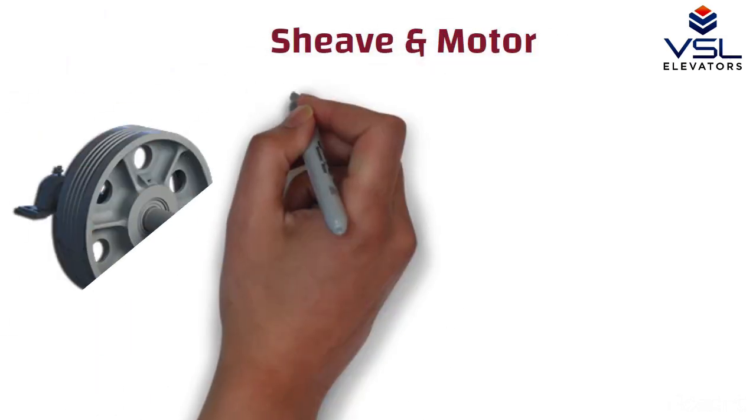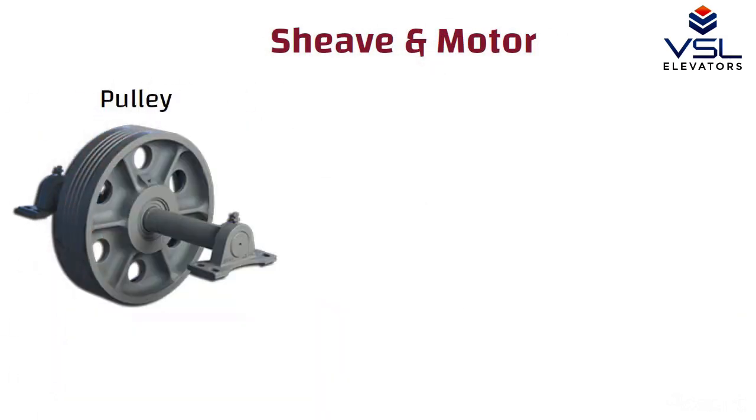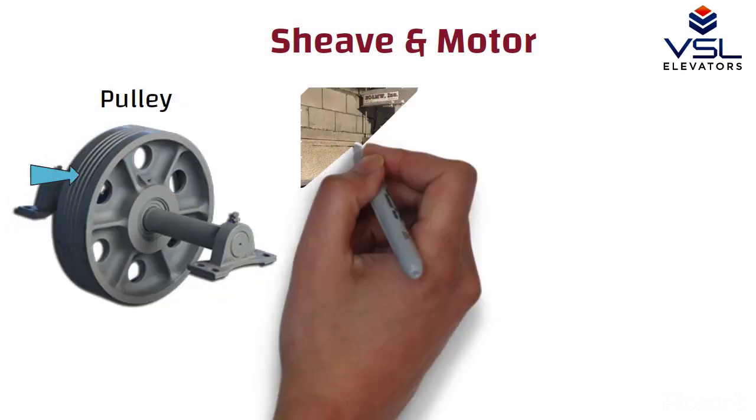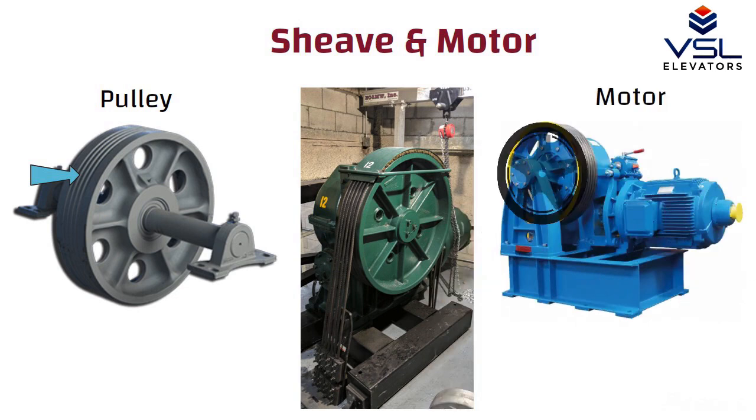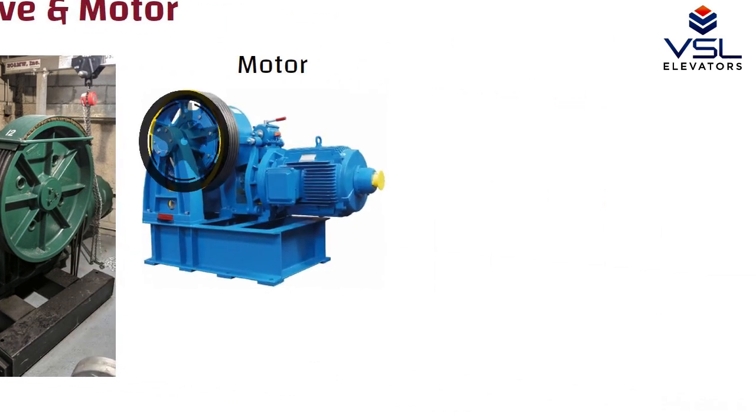Sheave and motor. Sheave, also known as pulley. It has grooves in it and lets the rope be lifted, raised, and lowered. It is the motor that keeps the sheave moving in the correct direction, taking people where they need to go.